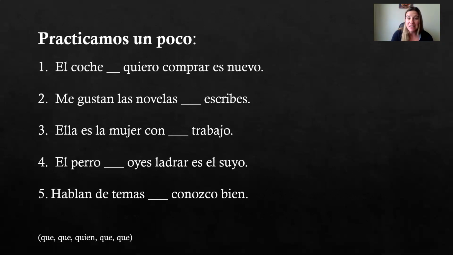El coche que quiero comprar es nuevo. The car that I want to buy. Me gustan las novelas que escribes. I like the novels that you write. Ella es la mujer con quien trabajo, with whom. That con allows us to use quien instead of que. El perro que oyes ladrar es el suyo. Hablan de temas que conozco bien.